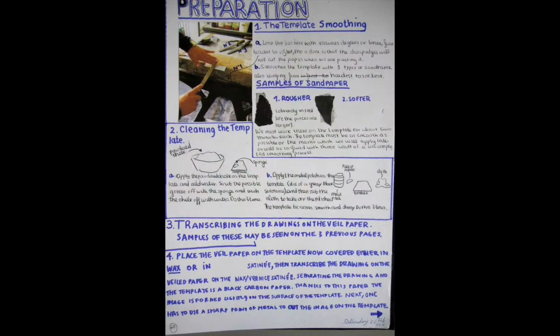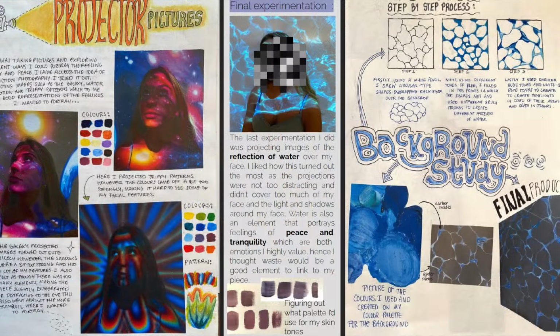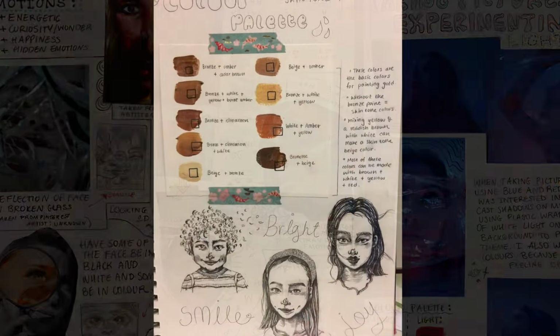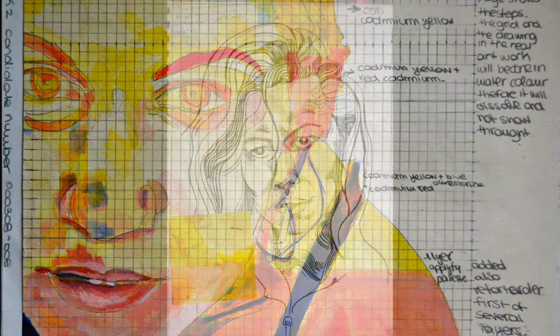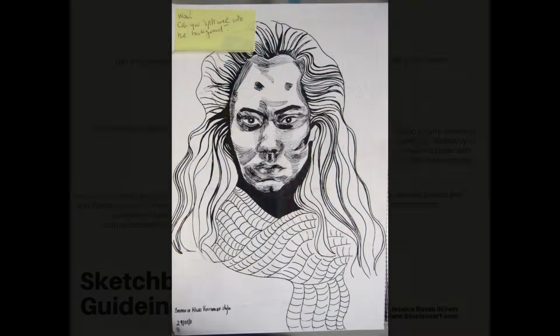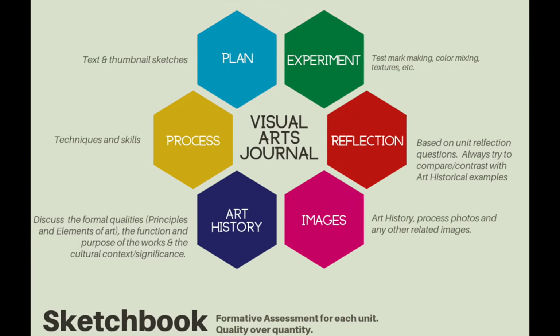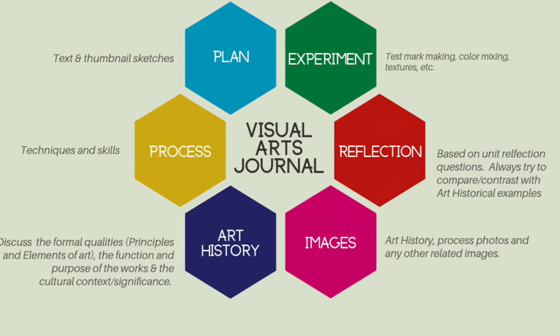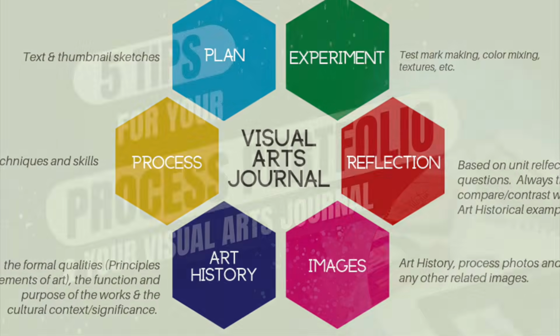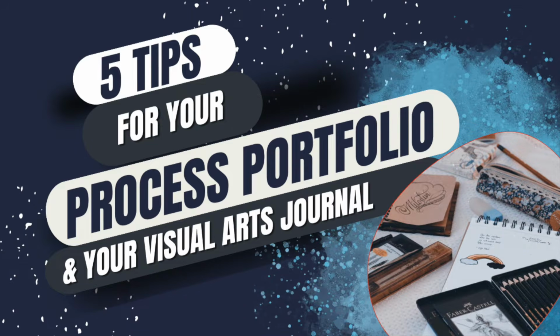And then when they get toward the end of the journey, they can curate what belongs in there and what doesn't belong in there and make it look all sorts of beautiful. I give these sketchbook guidelines for the Visual Arts Journal to help the students identify what they will need to include. Now, without further delay, here are my 5 tips based on the assessment criteria for your process portfolio.